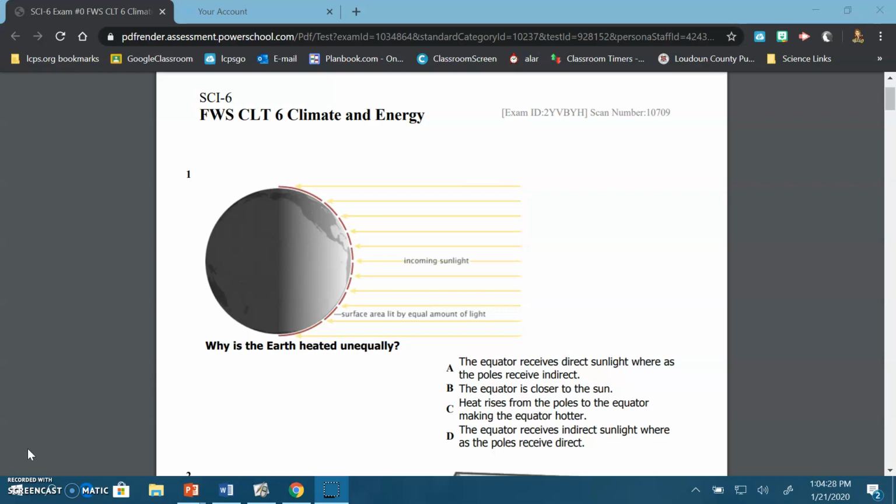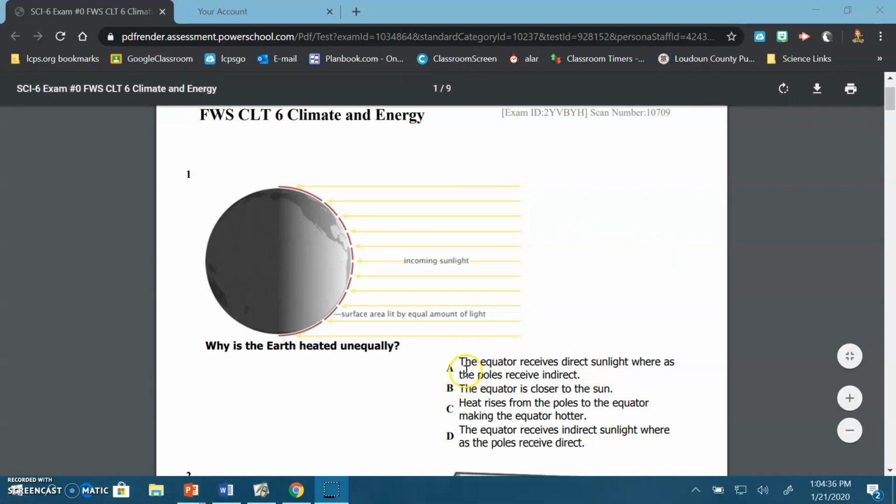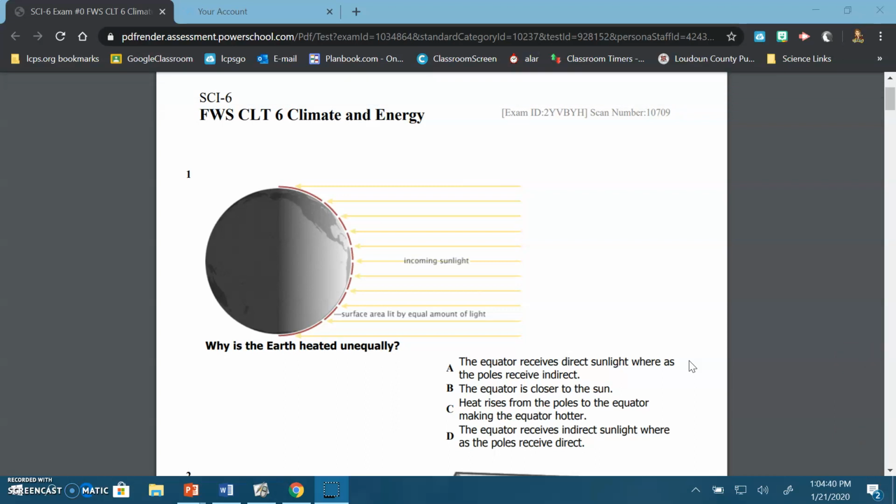All right, good luck. Number 1, why is the Earth heated unequally? A, the equator receives direct sunlight, whereas the poles receive indirect. B, the equator is closer to the sun. C, heat rises from the poles to the equator, making the equator hotter. Or D, the equator receives indirect sunlight, whereas the poles receive direct.